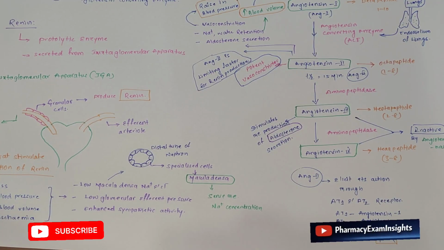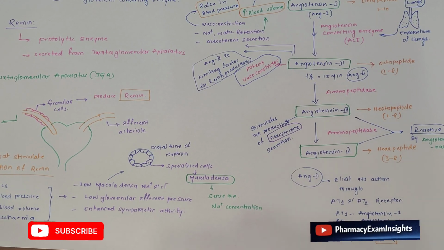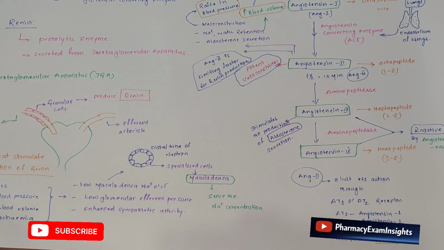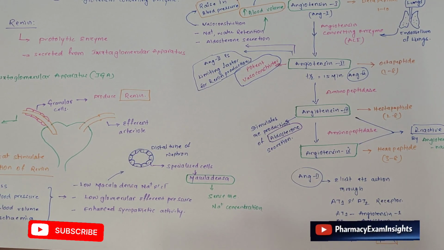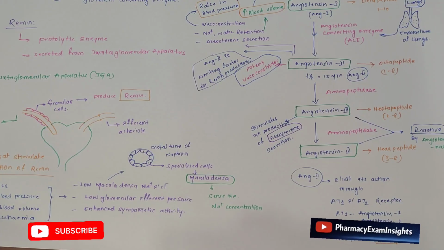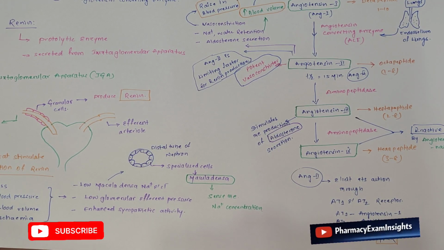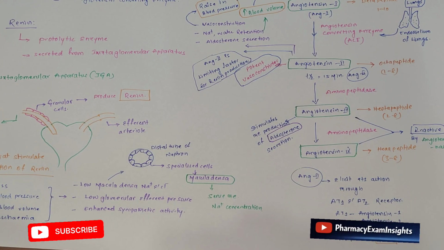Angiotensin 3 and angiotensin 4 will be inactivated by angiotensinase enzyme. This angiotensin 3 stimulates the production of aldosterone secretions. Angiotensin 2 elicits its action through angiotensin 1 and angiotensin 2 receptors. Both these receptors belong to the G protein coupled receptors.